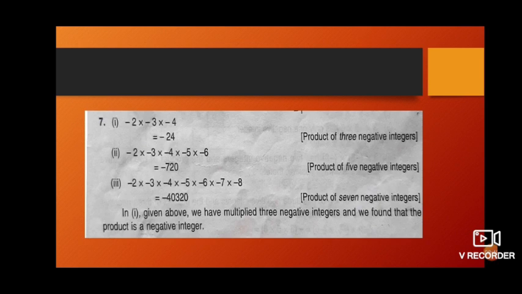So what we can conclude from this is, if we multiply an odd number of negatives, then the result will get a negative sign. For example, if we multiply 3 negative numbers, the result will be negative. If I multiply 13 negative numbers, the result will be negative. If I multiply 51 negative numbers, the result will be negative. The product will differ based on the numbers.